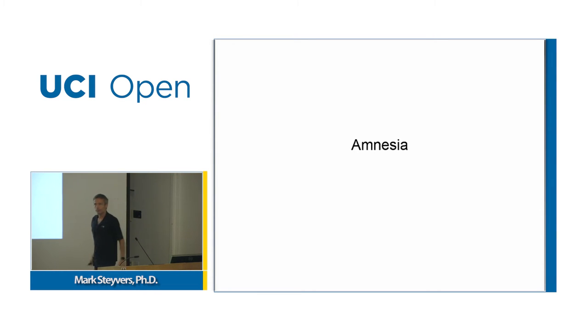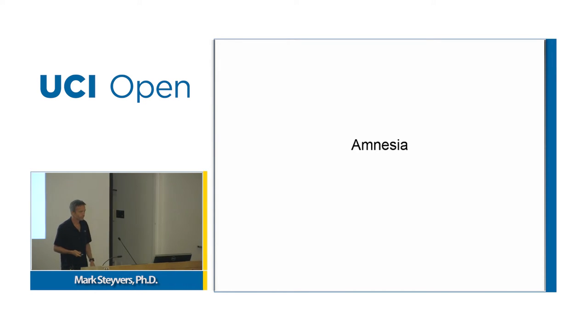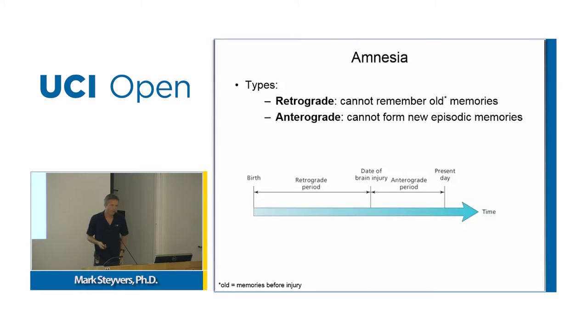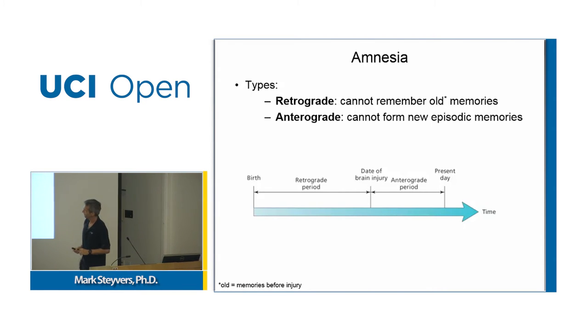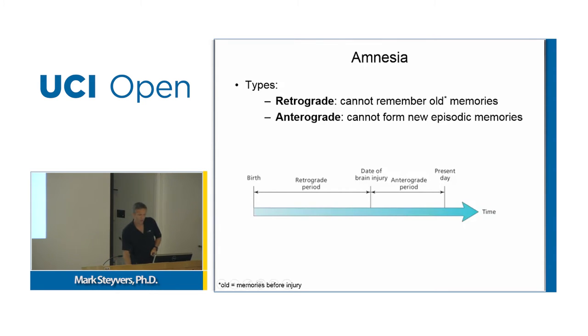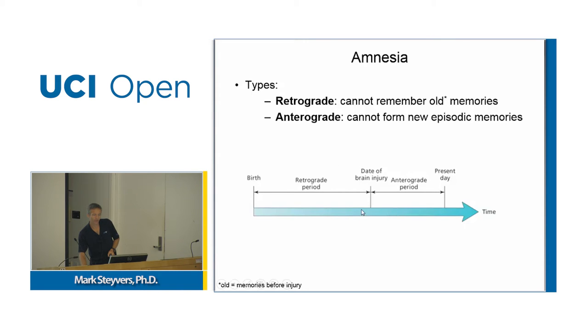Okay, so let's switch gears and talk about amnesia. There are two types of amnesia: retrograde amnesia and anterograde amnesia. And here's a little picture to highlight the difference. There might be some moment where there's some brain injury, some accident that has affected your memories. If you have trouble remembering events that happened before your injury or your accident, you might have retrograde amnesia. If you have trouble forming new memories after the brain injury, then that counts as anterograde amnesia. That's the anterograde period.